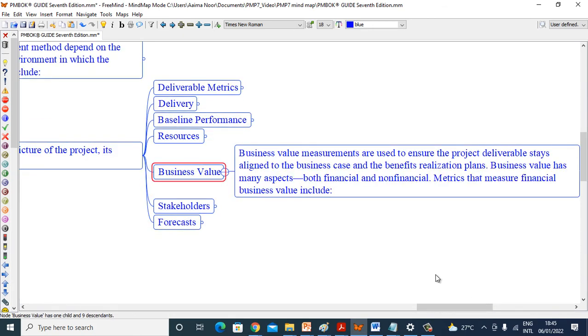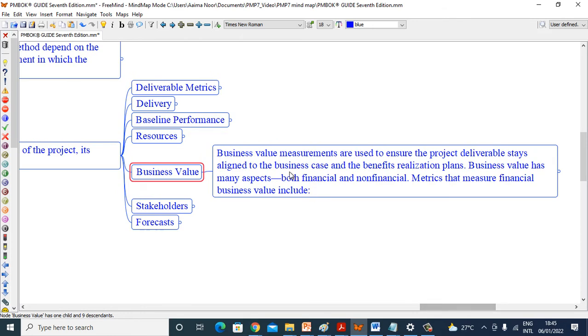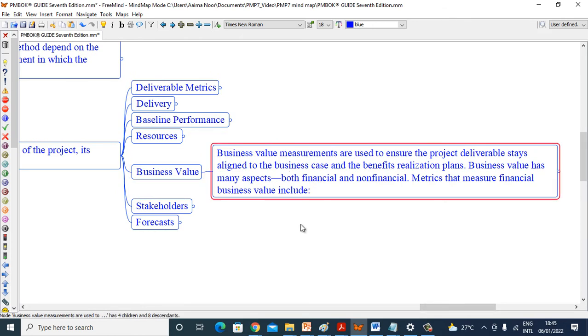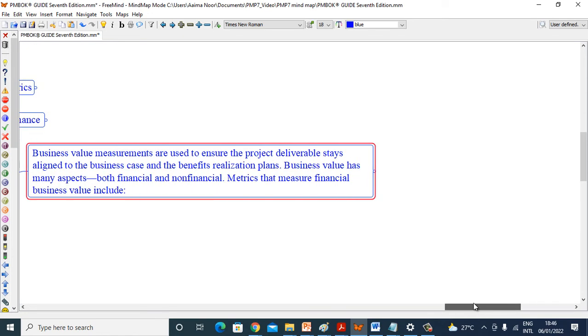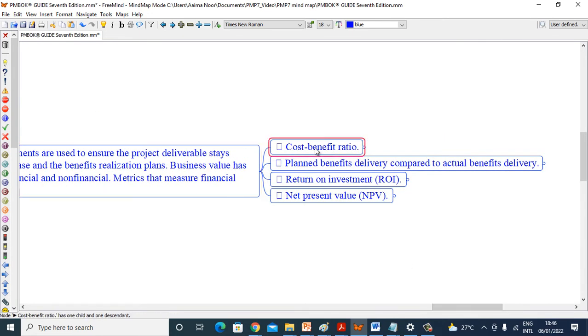Business value. Business value measurements are used to ensure the project deliverable stays aligned to the business case and the benefit realization plans. Business value has many aspects, both financial and non-financial. Metrics that measure financial business value include cost-benefit ratio, planned benefits delivery compared to actual benefit delivery, return on investment, and net present value.